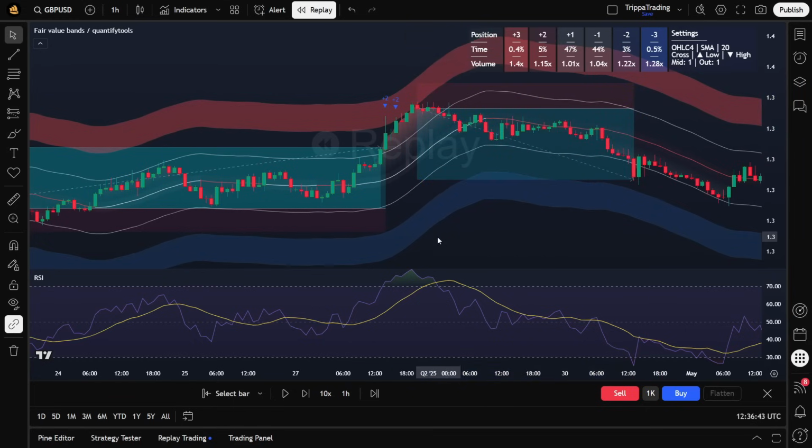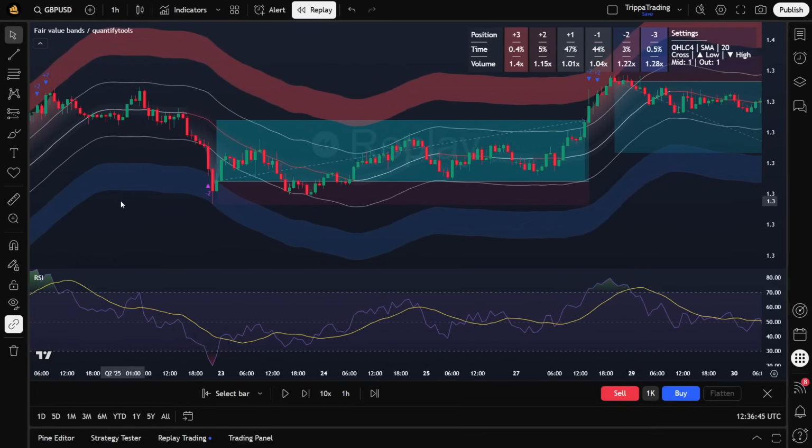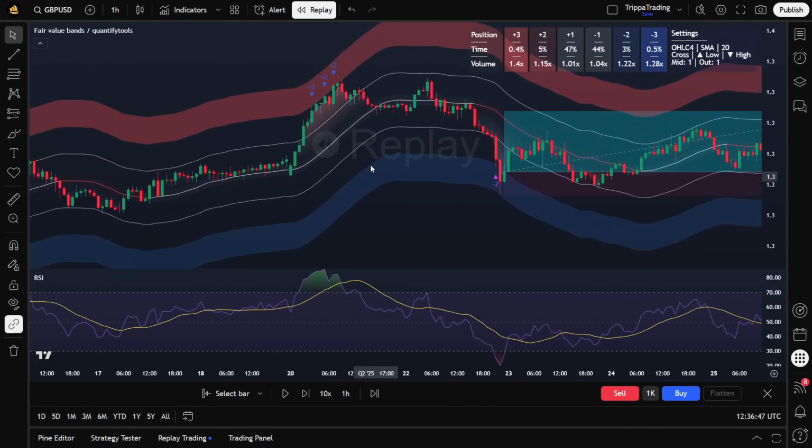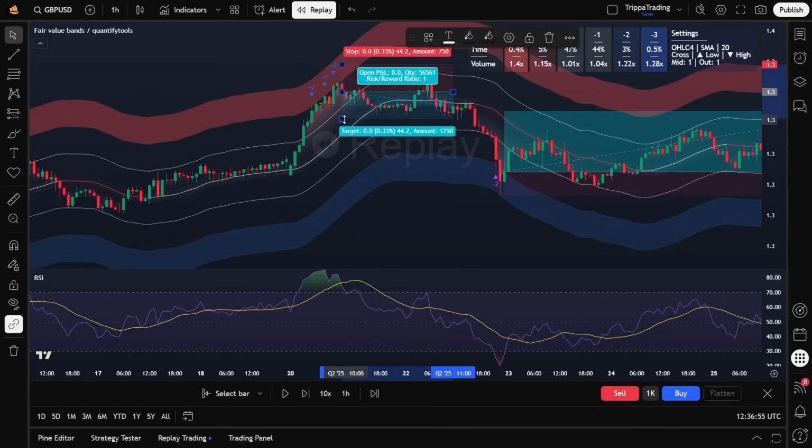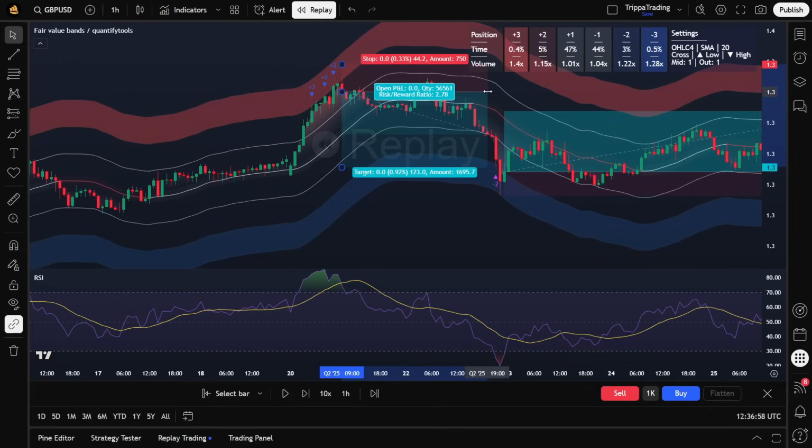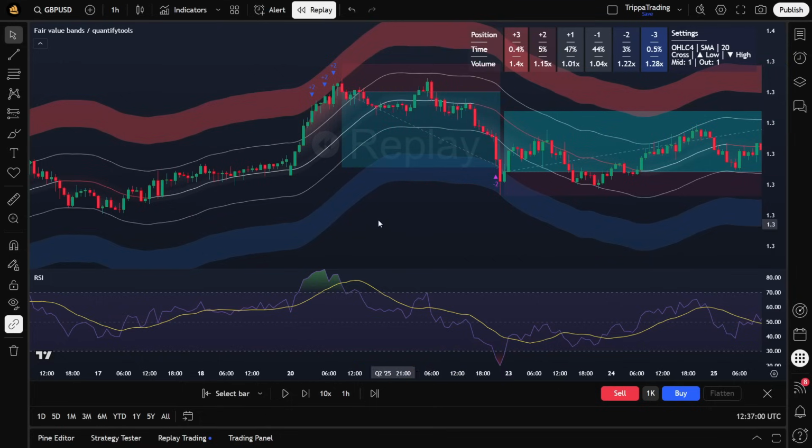So to wrap it up, the fair value bands indicator shows you exactly where the market's fair value lies, how far price has stretched away from it, and what level of risk you're dealing with. The closer price is to the fair value, the lower the risk. The farther it is, the higher the risk. And when price is in the extreme zones, you know you're at the highest risk, but also where the biggest reversal opportunities can happen. It is as simple as that.